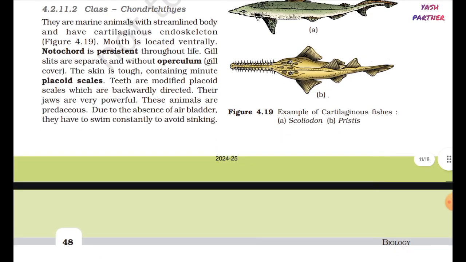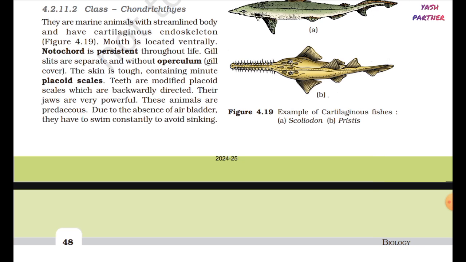4.2.11.2 Class Chondrichthyes. They are marine animals with a streamlined body and have cartilaginous endoskeleton. Figure 4.19. Mouth is located ventrally. Notochord is persistent throughout life. Gill slits are separate and without operculum, the gill cover. The skin is tough, containing minute placoid scales. Teeth are modified placoid scales which are backwardly directed. Their jaws are very powerful.